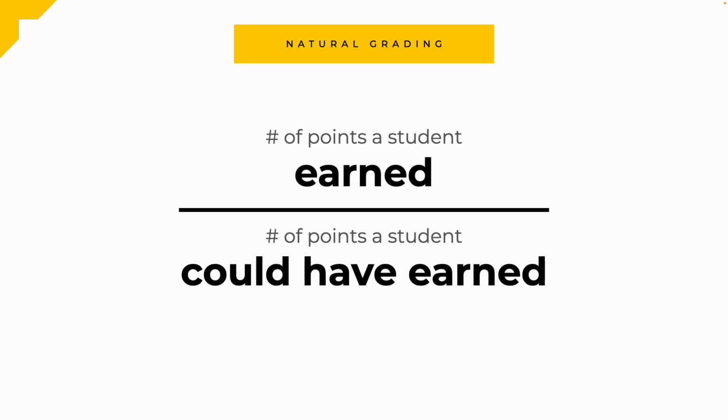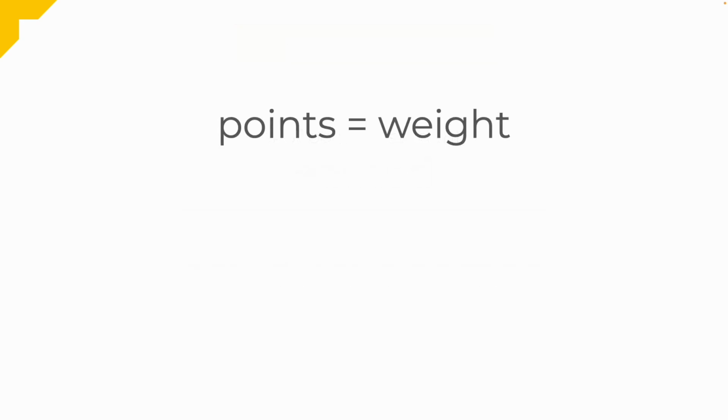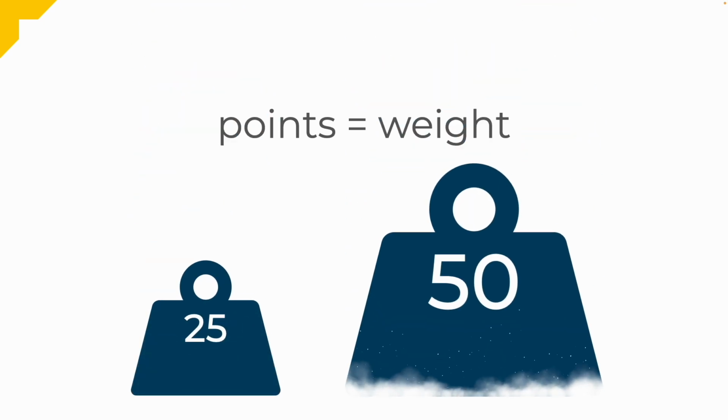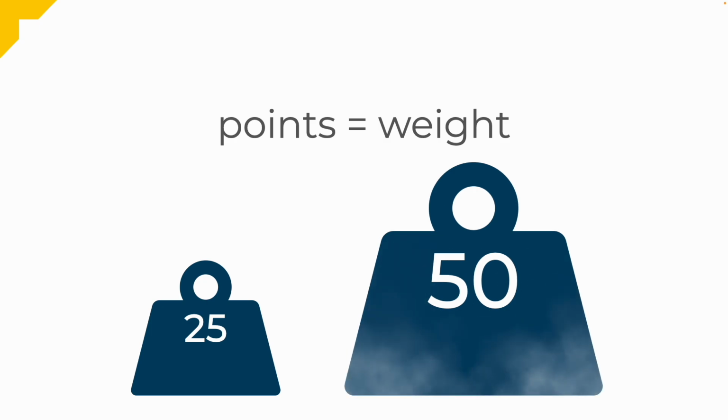There are 2 more things that are helpful to know if you're going to use the natural grading method. The first is that the points you assign to individual activities and grades determine the weight of those activities and grades. For example, if I have a 25-point assignment and a 50-point assignment, the 50-point assignment is worth twice as much in the course grade.